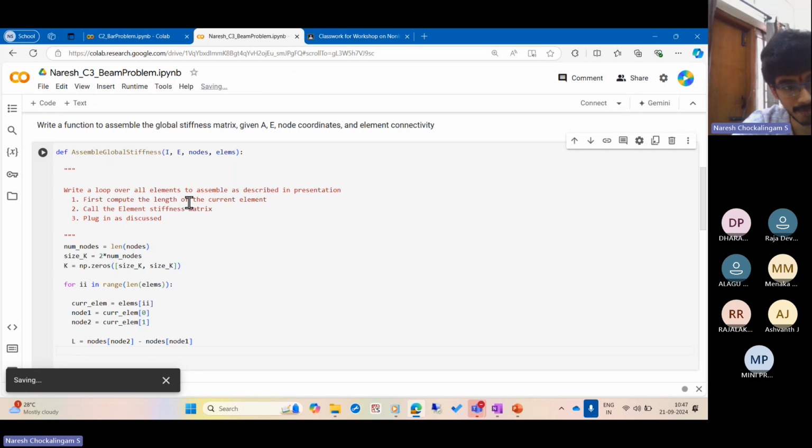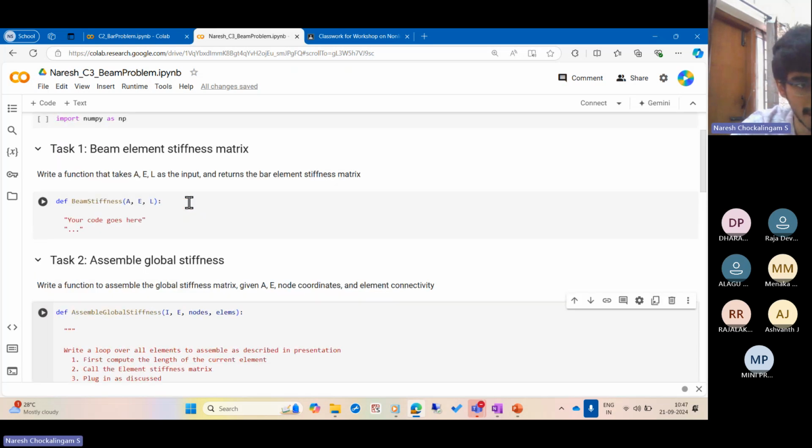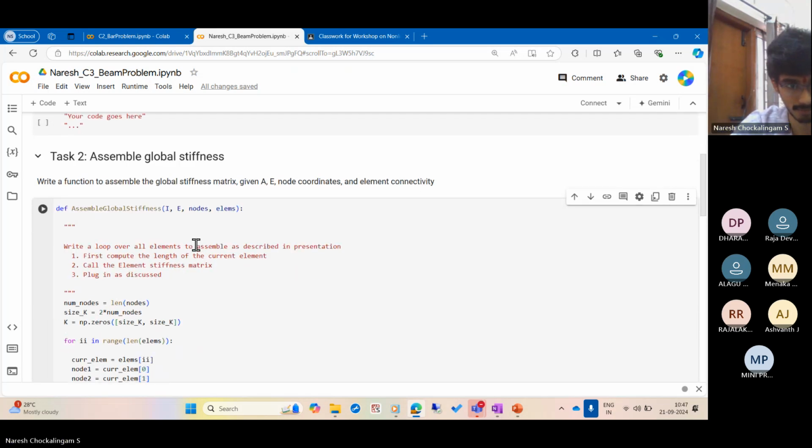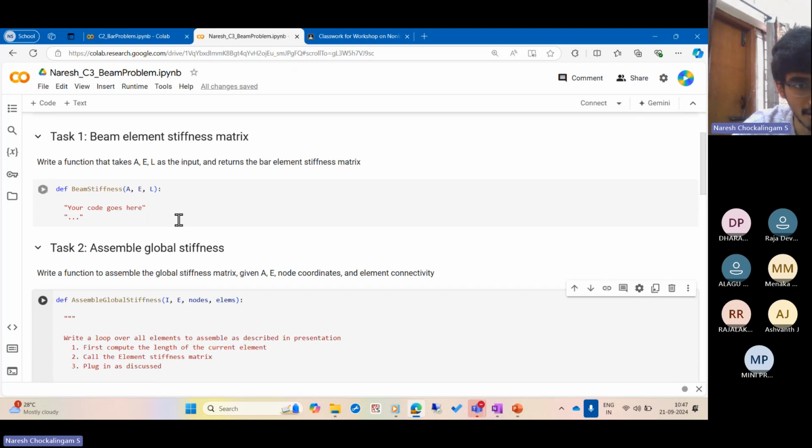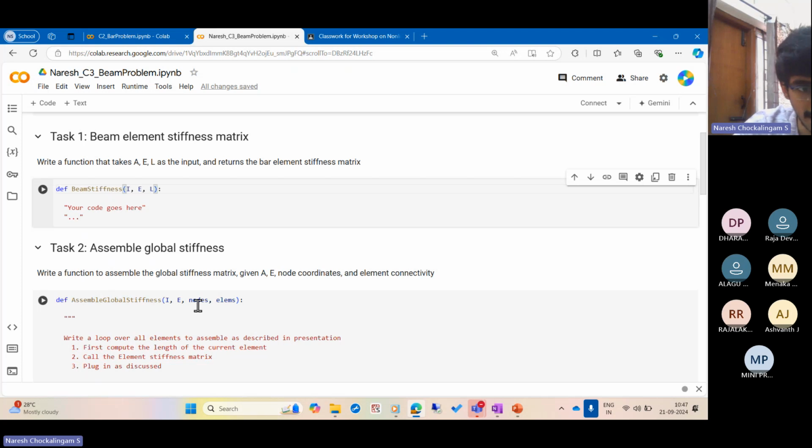Okay, then we have to form the element stiffness matrix, right? So we have to call, let's say small k is equal to, what did I call this function? Beam stiffness. So let it be beam stiffness of what all goes into it? A, E, and it's not A, it's I. It's I, E, and L.